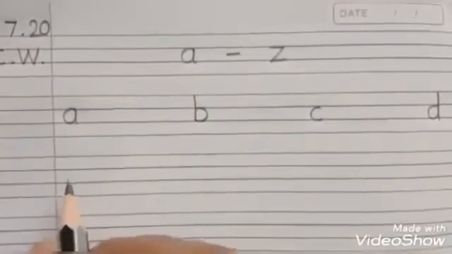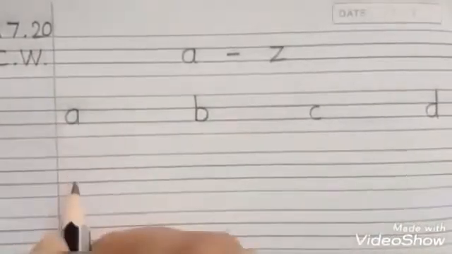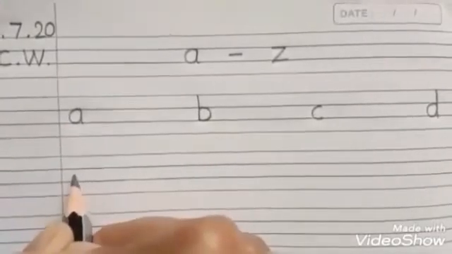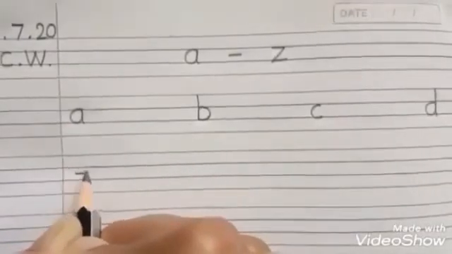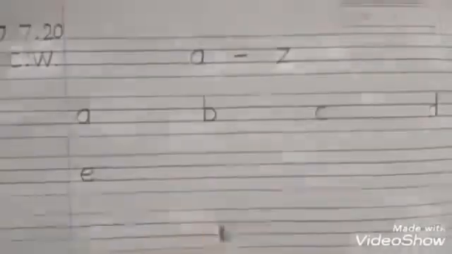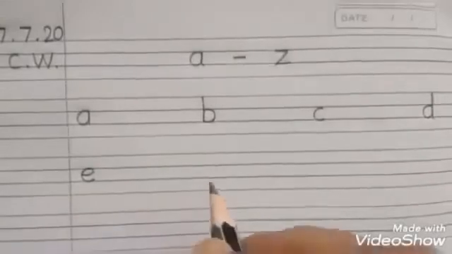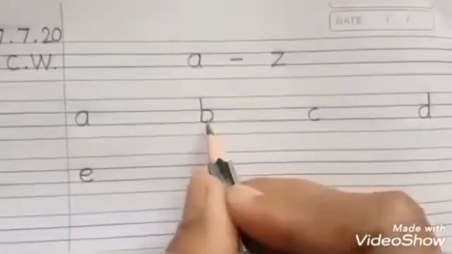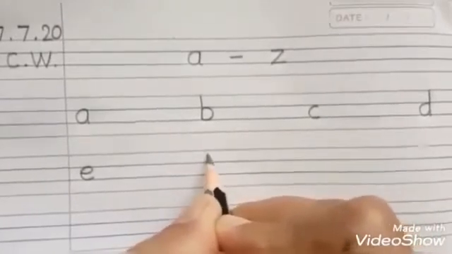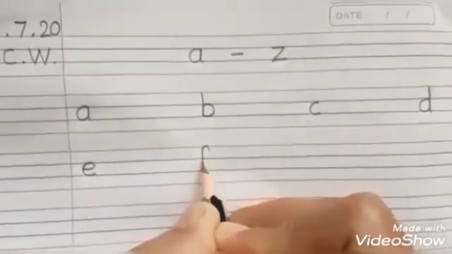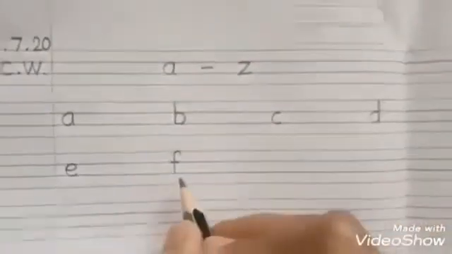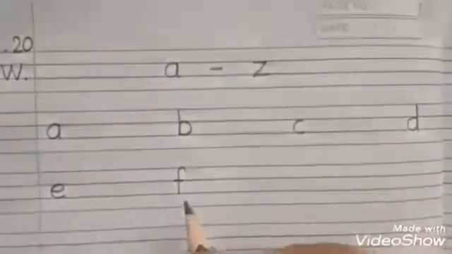Now the next letter is E. Below A you will write E. Between two blue lines you will write a small slipping line, go up and take a curve. E, small e. Now after E, F. Right below the letter B you will write F. Start from the top, take a curve, come down and a small slipping line. Letter F.